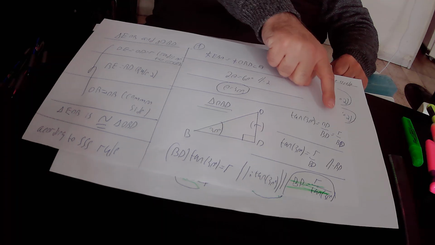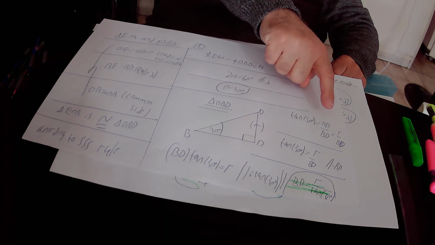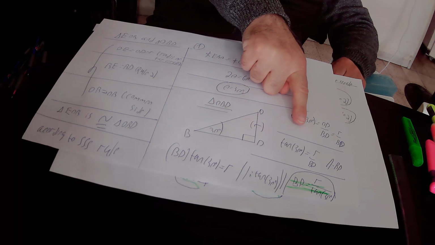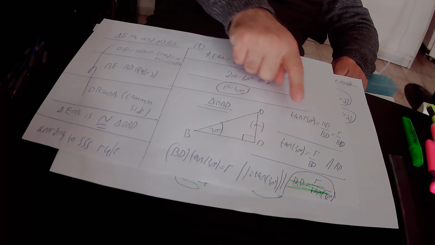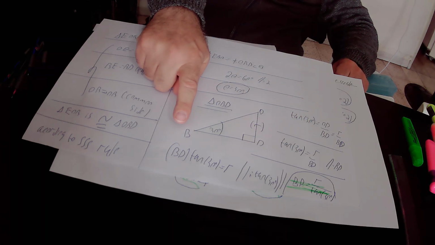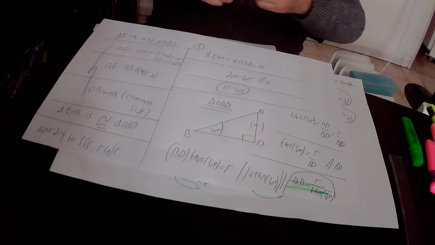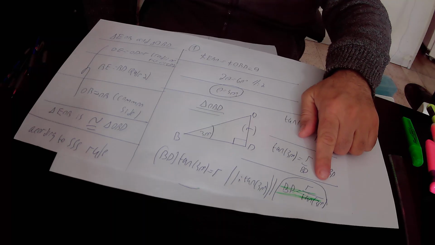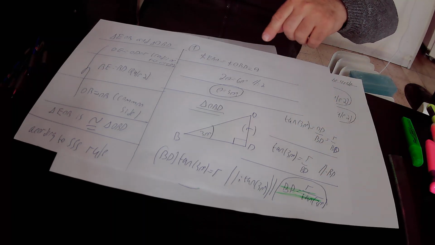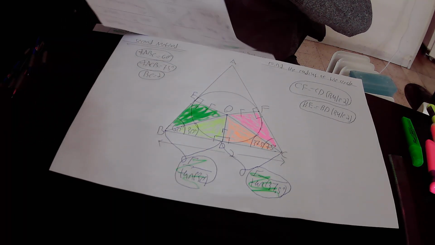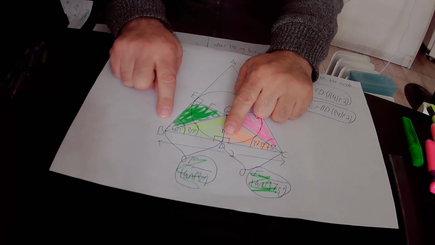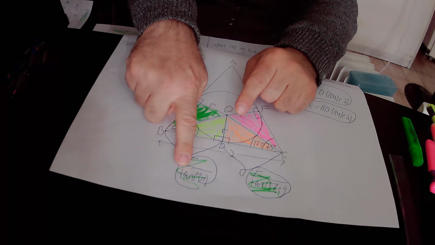OD is R, so tan 30 degrees equals R over BD. We multiplied this equation by BD and found that BD times tan 30 degrees equals R. Then we divided this equation by tan 30 degrees and found that BD equals R over tan 30 degrees.